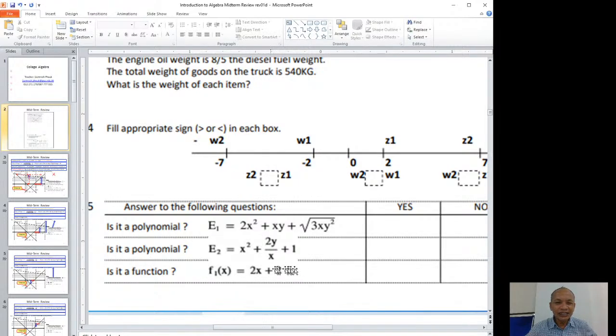The most important thing is when it is a function. Normally when we have an expression, for example 2x plus 2, this is an expression, and if the expression is a polynomial, then it is a function.